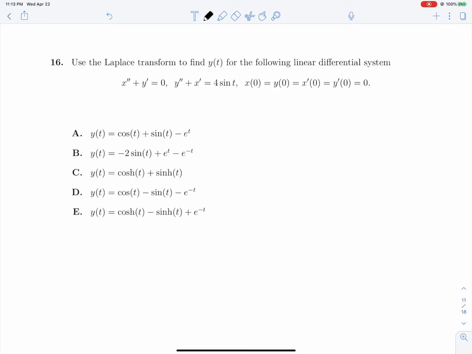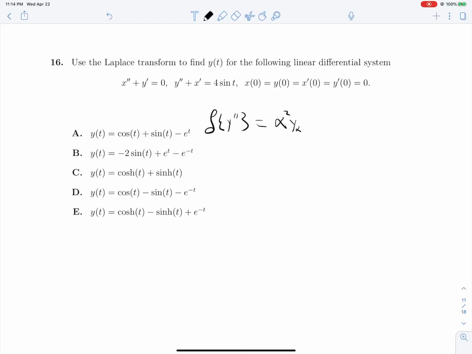The following linear differential system. So, oh God, we know that x double prime plus y prime is 0, and y double prime plus x prime is 4 sine t. Let's take the Laplace transform of both sides here, knowing that the Laplace transform of y or x double prime, it doesn't really matter, is alpha squared y alpha.